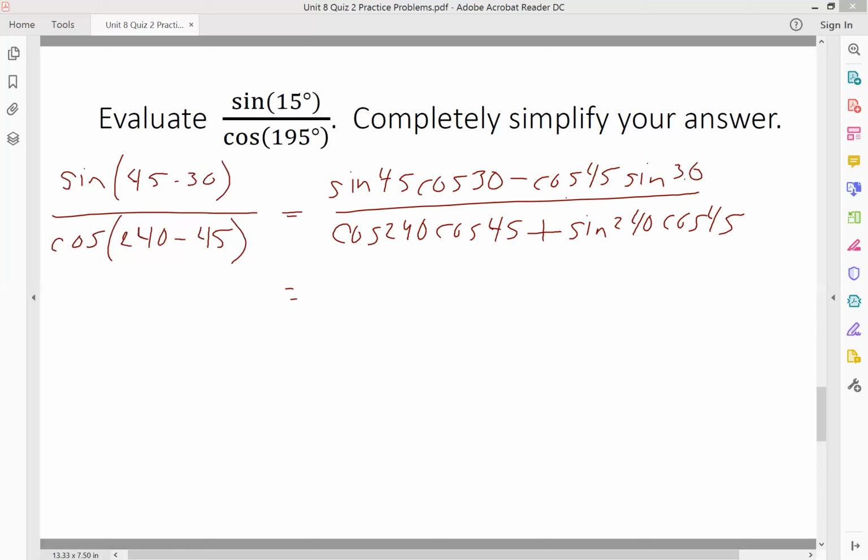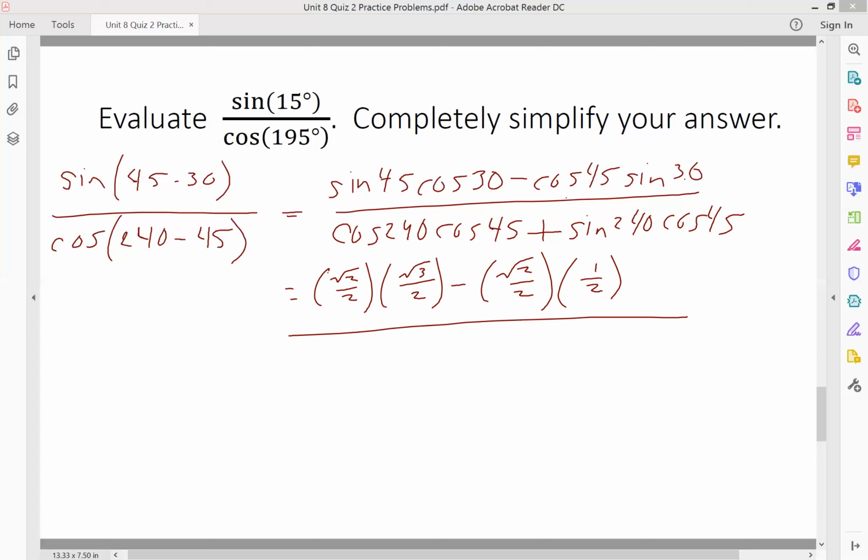All right, sine of 45, and I'm just going to plug in each of the values. So there's 8 values that I'm going to be plugging in. So we get root 2 over 2. Cosine of 30 is root 3 over 2. Cosine of 45 is root 2 over 2. Sine of 30 is 1/2. Denominator, cosine of 240, that's 60-degree reference angle. So cosine negative 1/2. Cosine of 45 is still root 2 over 2.